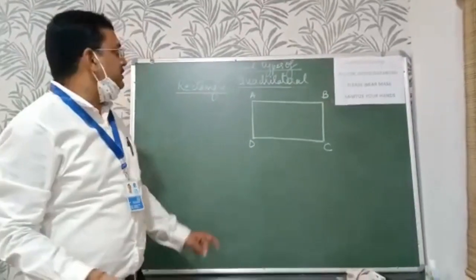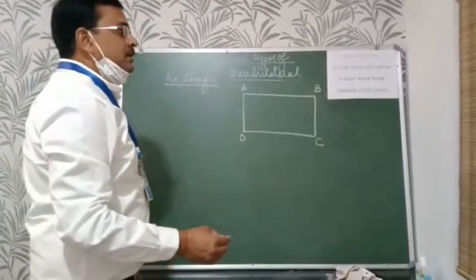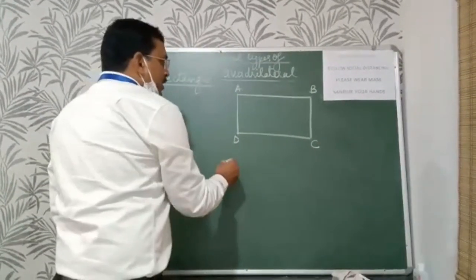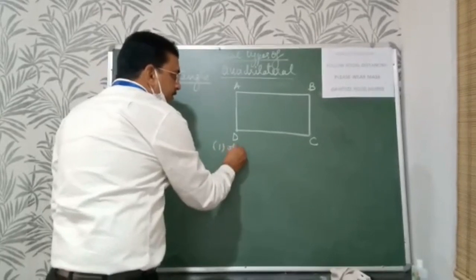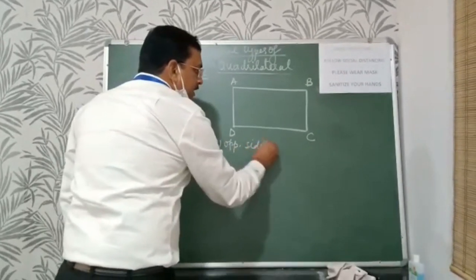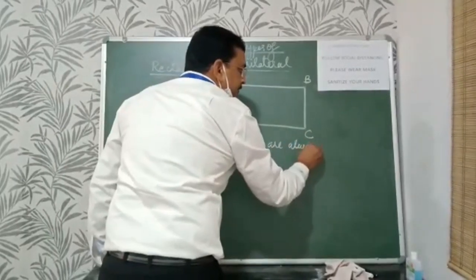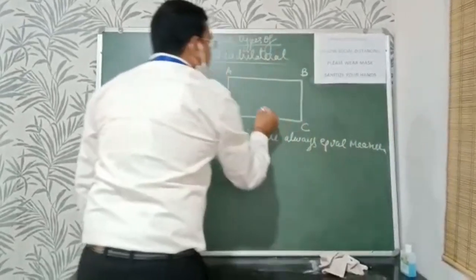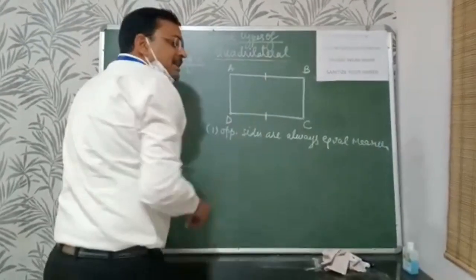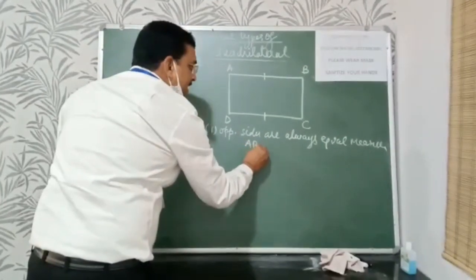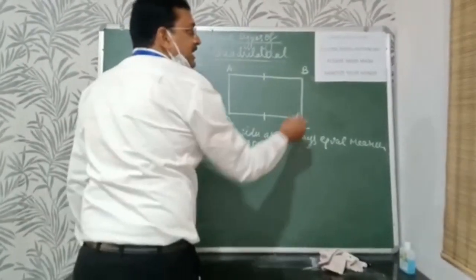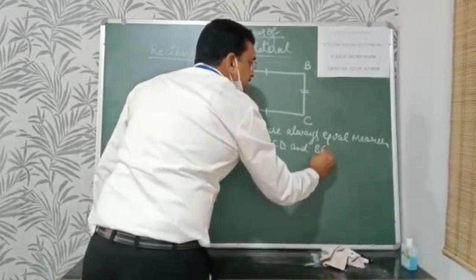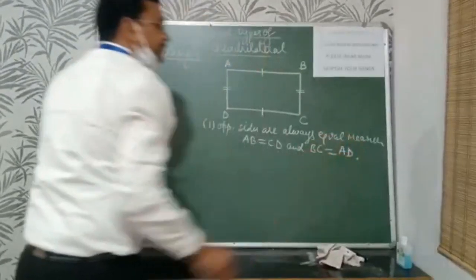Now students, we will discuss the properties of a rectangle. Here ABCD is the rectangle. According to the first property of a rectangle, opposite sides are always equal in measure. It means this line and this line are always equal. It means AB is equal to CD. Similarly, this line and this line are equal, and BC is equal to AD.